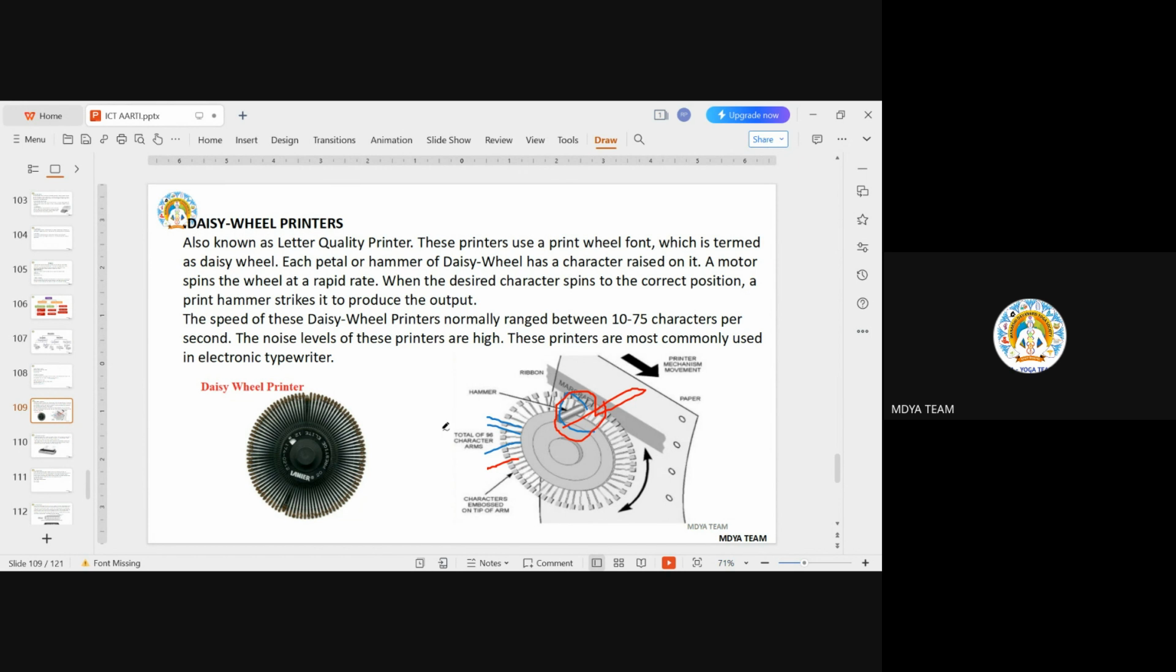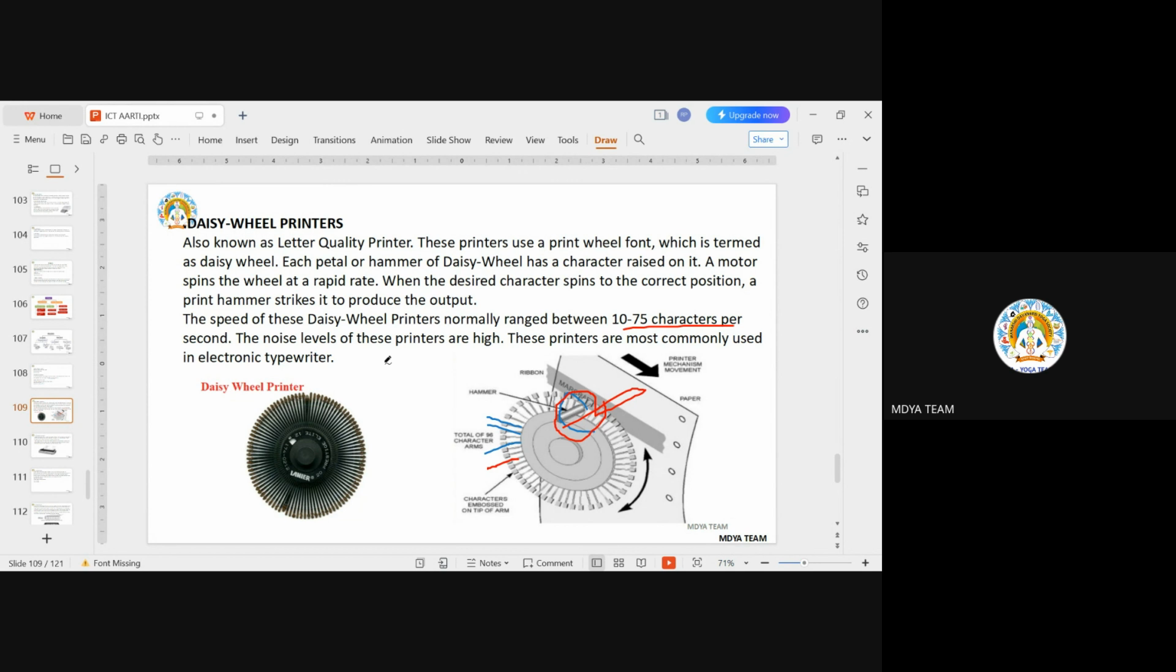Suppose there is a word apple. When a comes, then the hammer will strike. When p comes, the hammer will strike on the next strike. The wheel is rotating, but the hammer will strike only when it gets the desired character. Please note down the speed of daisy wheel characters normally ranges from 10 to 75 characters per second. The noise level is very high. It produces very much noise.